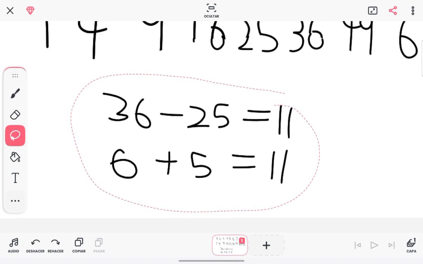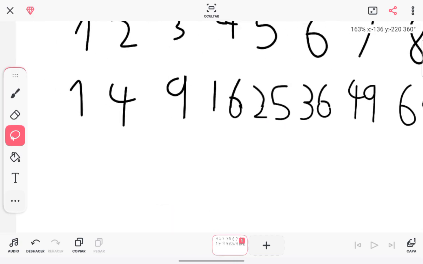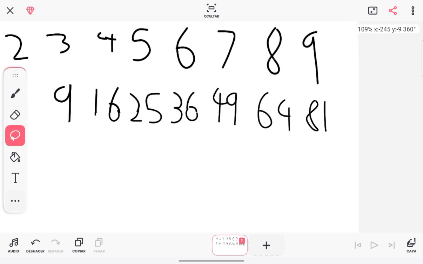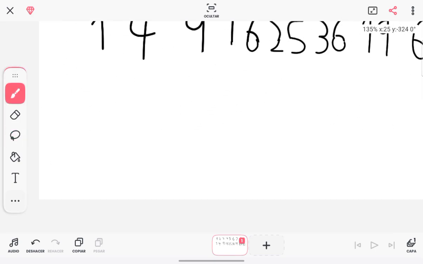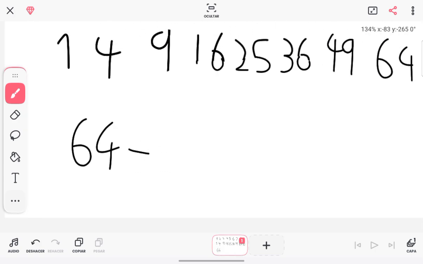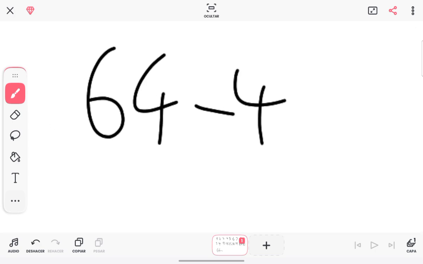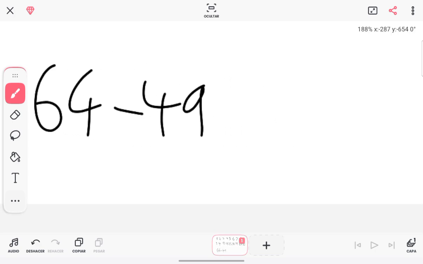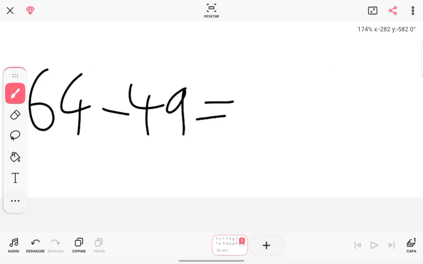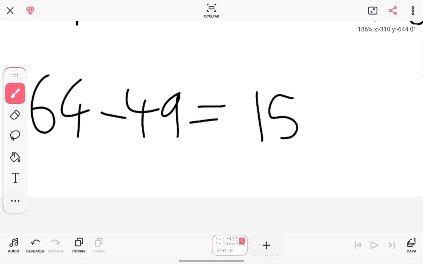Let's look at another example of this. Let's take 64 right here, and the previous square, 49. The answer to this subtraction is 15. I think, yeah, it is. Okay.